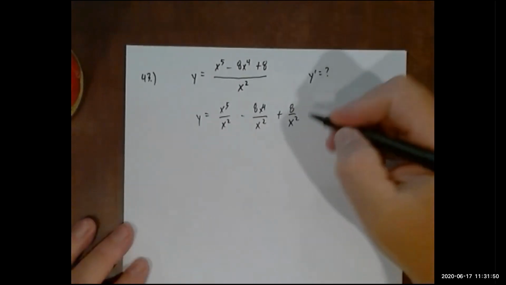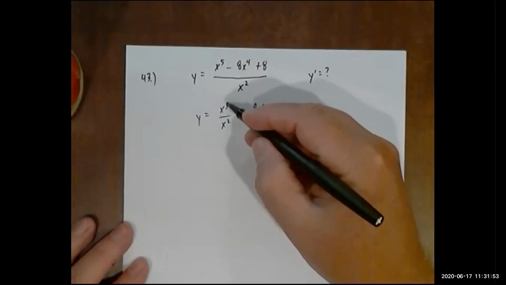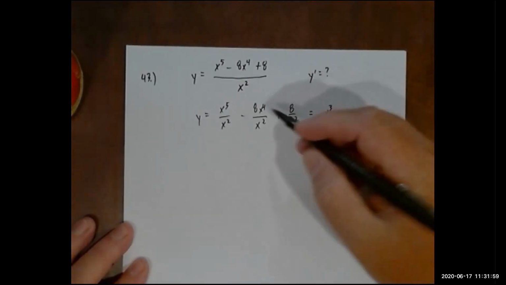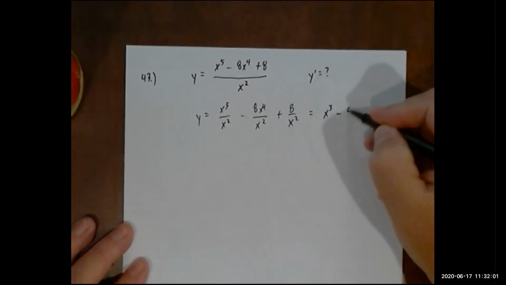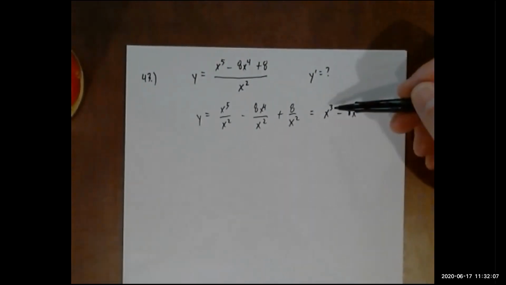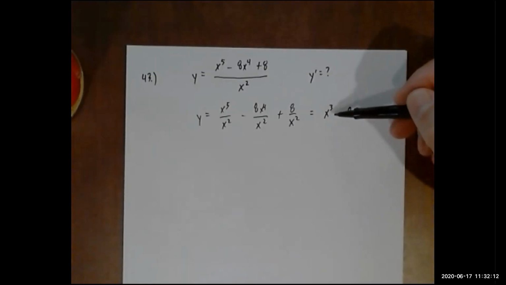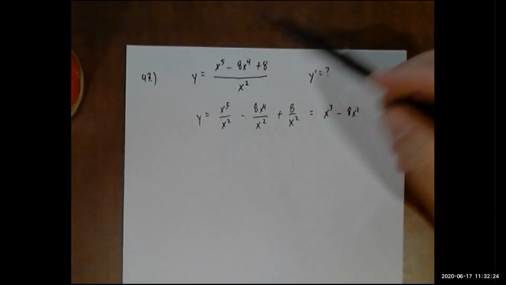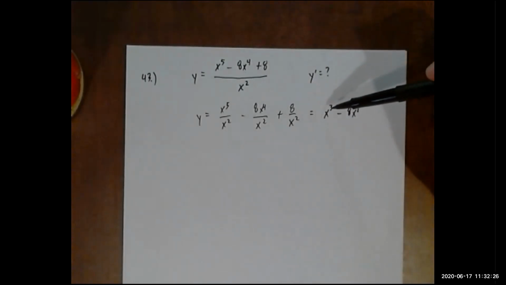And the reason I do that is because if I cancel here, x to the fifth over x squared is x cubed, minus 8x to the fourth over x squared is 8x squared. You know what I've done now? I've created a problem where I can simply determine the derivative by using the power rule. Power rule is a lot easier than the quotient rule. So I could have performed the quotient rule on this whole thing, or now I can simply go through and start using the power rule for each of these terms.